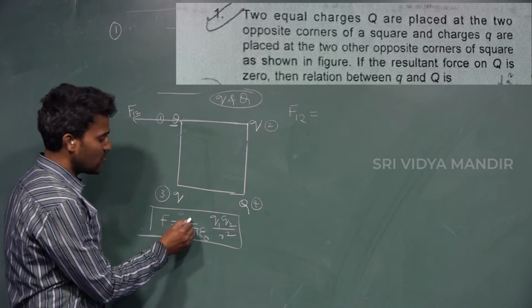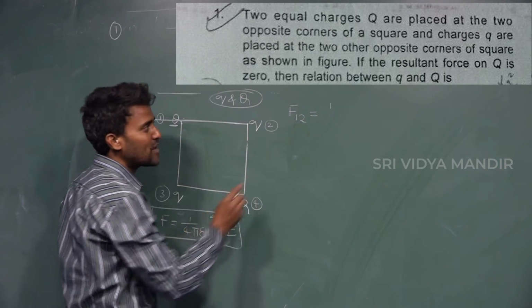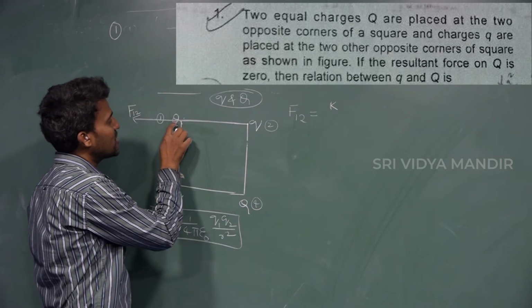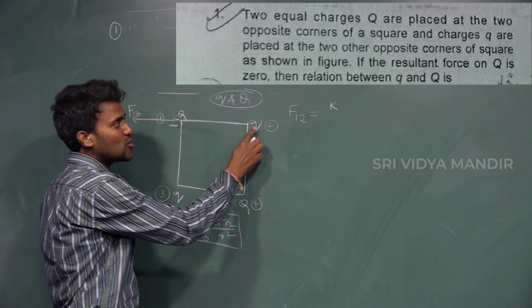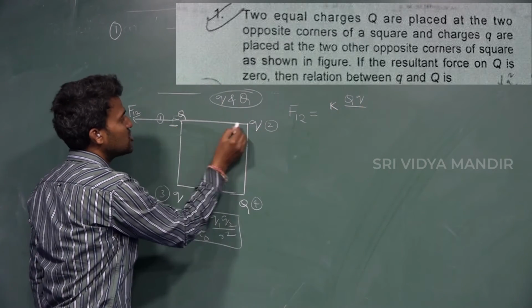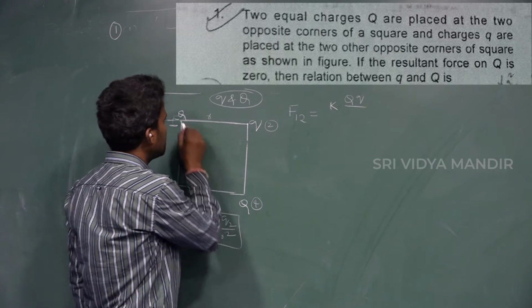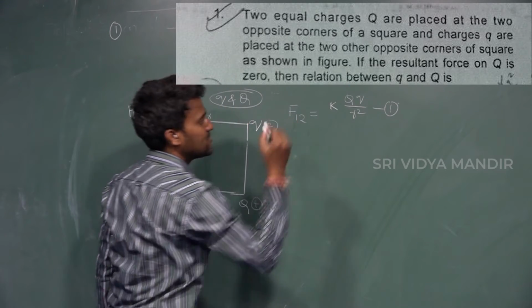What is the formula? 1 by 4 pi epsilon naught, which I am writing as K. Q1, Q2: here Q1 is the capital Q and Q2 is the small q. So K Q q divided by the distance squared. All the sides are the same, so the distance from here to here is r square. That is equation number 1.